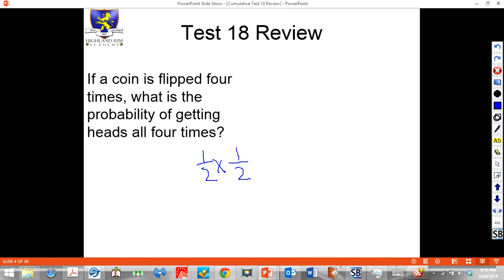But you're asking here what is the probability of getting heads all 4 times? So it's 1 out of 2 times 1 out of 2 times 1 out of 2 times 1 out of 2, 4 times, or 1/2 to the 4th, and what that gives you is 2, 4, 8, 16. So 1 out of 16 is the probability of getting heads all 4 times.